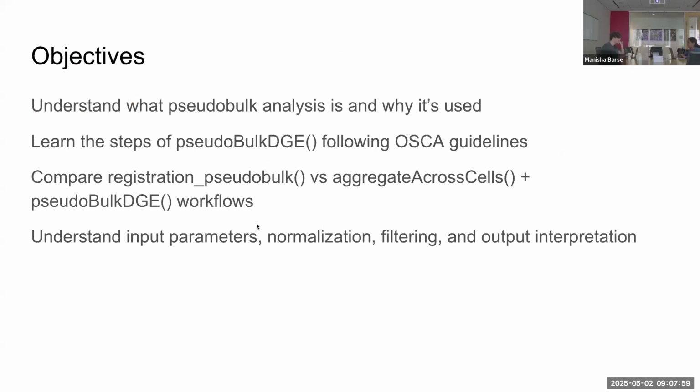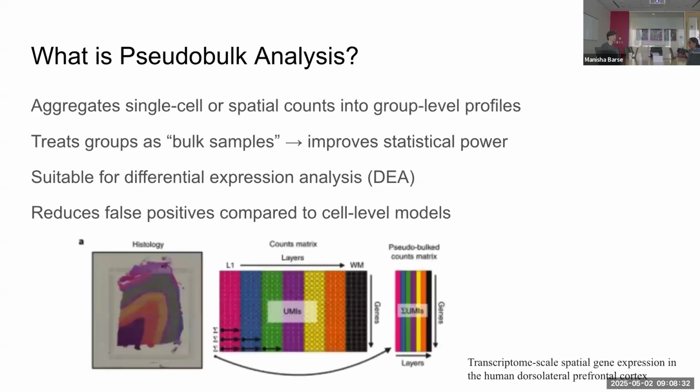objectives that I will go over are what pseudobulk analysis is and why it's used, learning about the basic steps of pseudobulkDGE using the OSCA guidelines, and also comparing the existing registration pseudobulk function from the spatialLIBD package that we all are using versus the aggregateAcrossCells plus pseudobulkDGE workflows. And then understanding the input parameters, the steps involved in the pseudobulkDGE analysis, that is normalization, filtering, and output. So to start with, what is pseudobulk analysis?